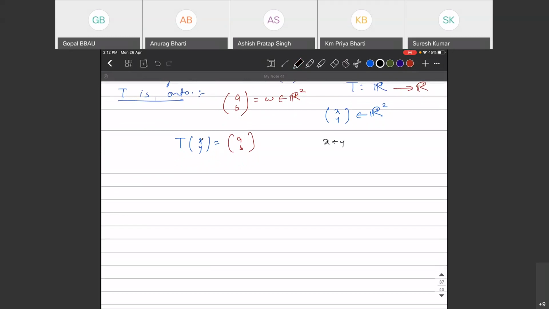So let's see, what is T(x, y)? This is (x plus y, x minus y). It is (a, b). So this means x plus y equal to a and x minus y equal to b.